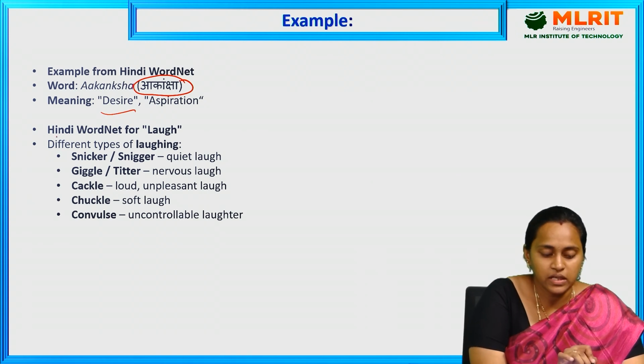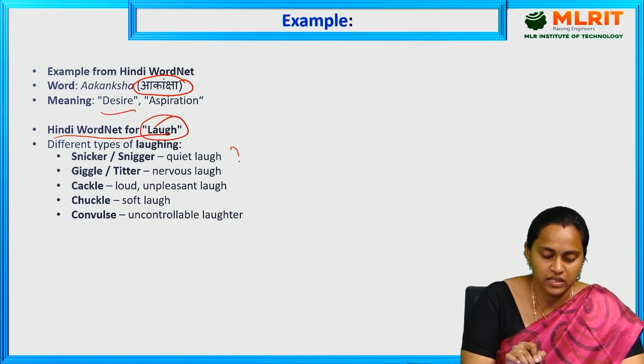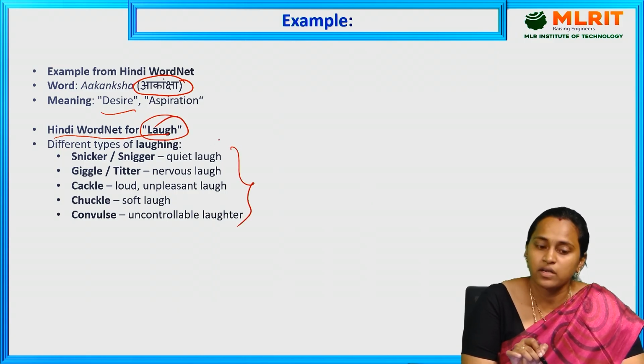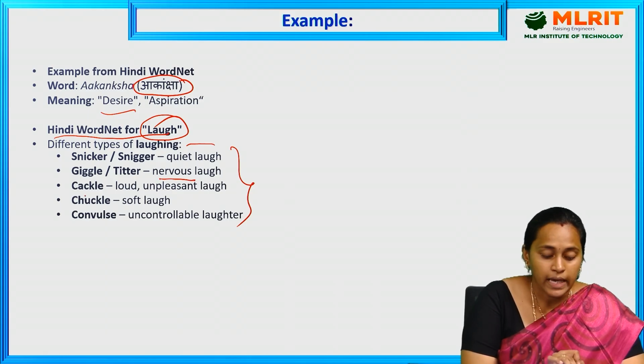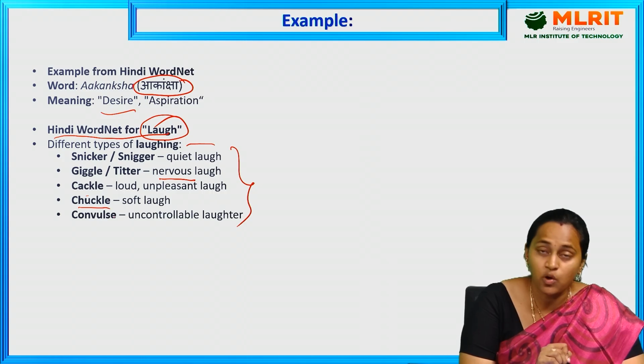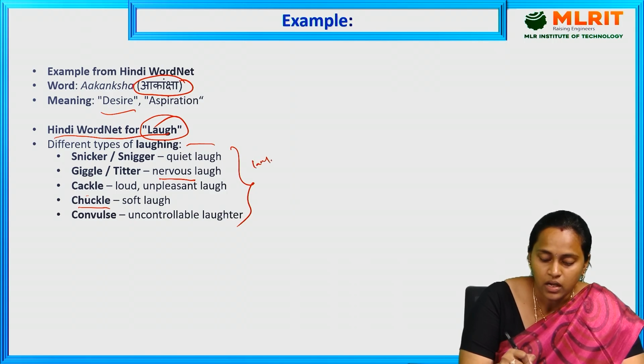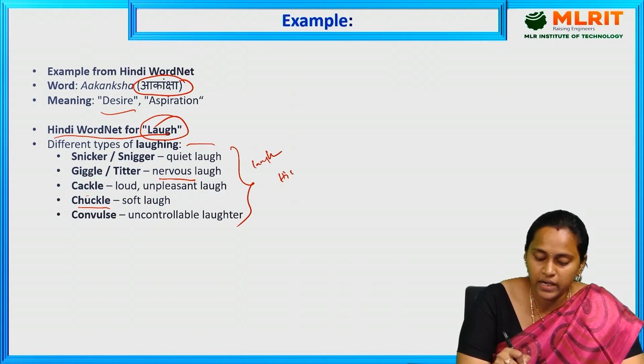See the next one, Hindi WORDNET for laugh. See the different variations here. Snicker means a quiet laugh. Giggle or titter means a nervous laugh. Cackle means a loud or unpleasant laugh. Chuckle means a soft laugh. And convulsions means uncomfortable laughter. These are the different types of laughs in the Hindi WORDNET database.